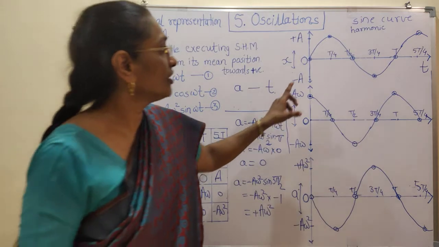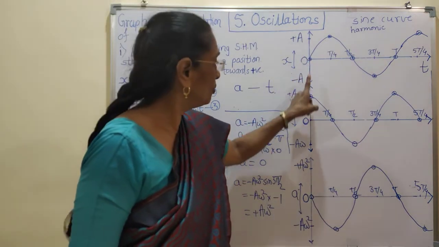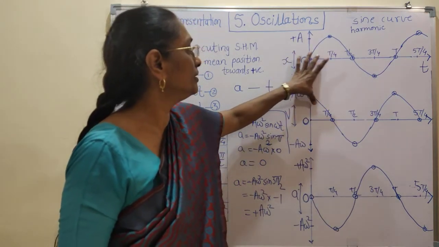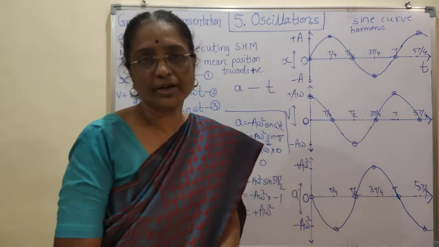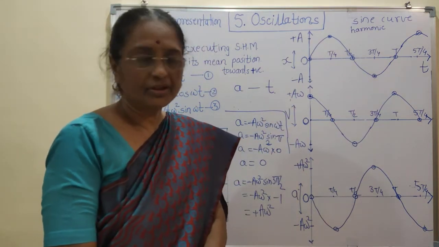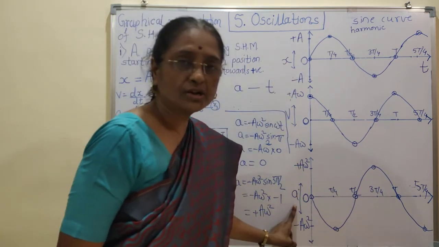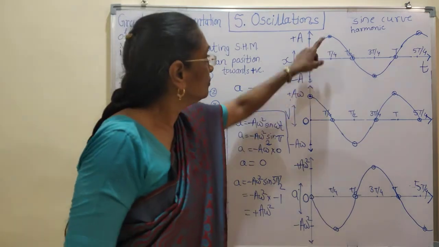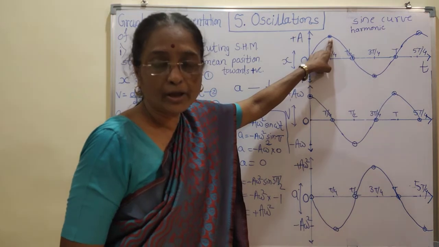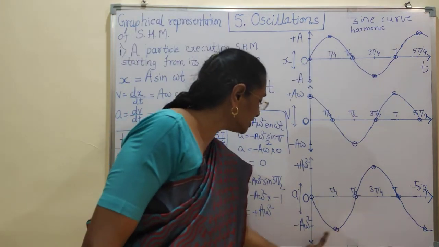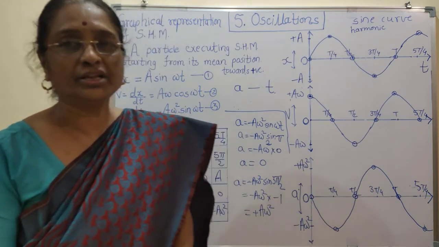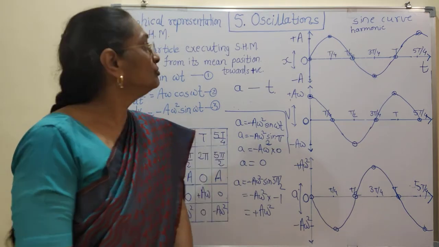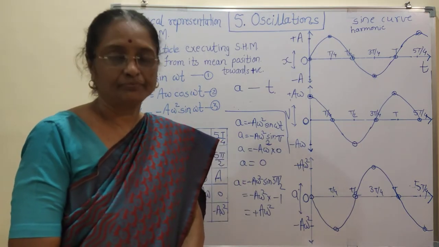Here, when displacement is 0, velocity is maximum. So there is a phase difference between velocity and displacement, which is pi by 2 radian. But between x and acceleration, the phase difference is pi radian. When x is positive, having the positive maximum value, acceleration has the negative maximum value. So there is a phase difference of pi radian. Such conclusions we can draw from this graphical representation.